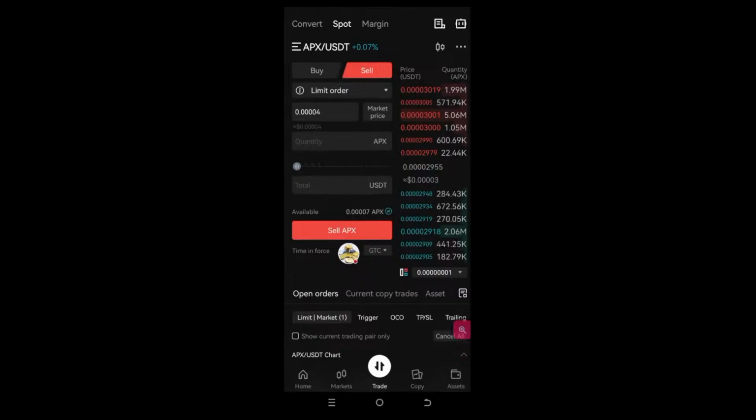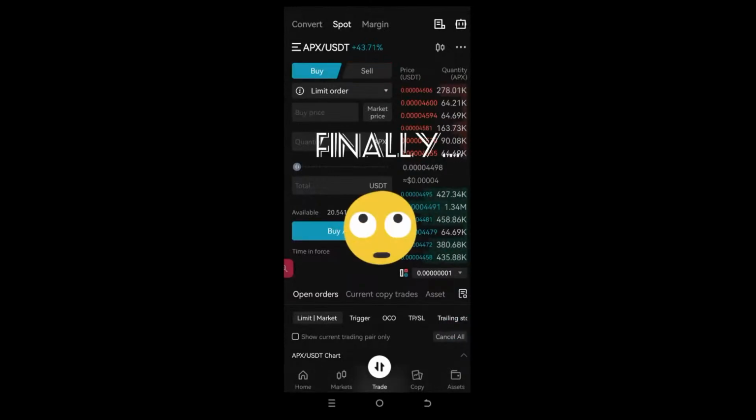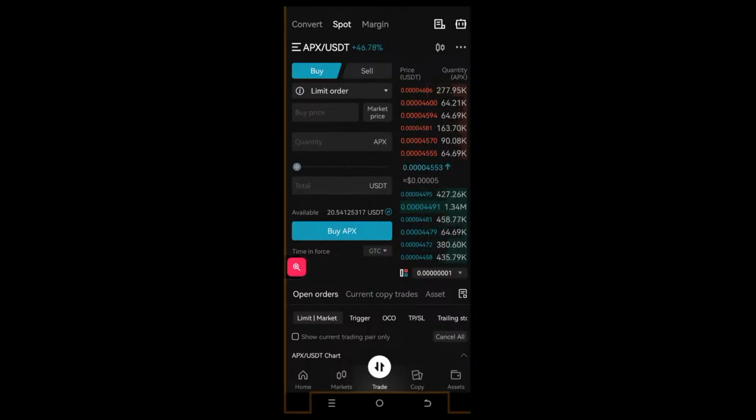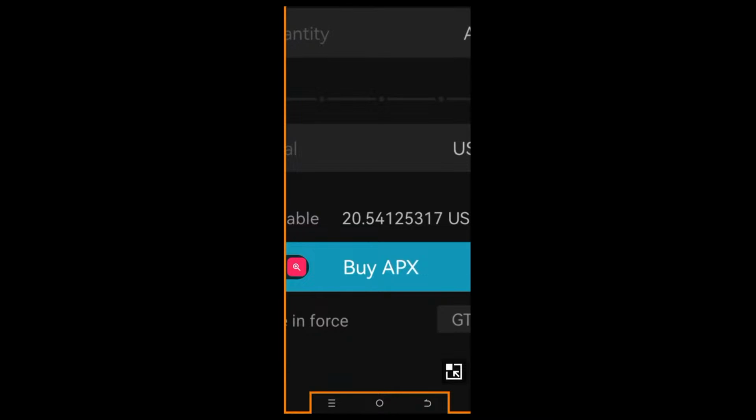So let's hope APX performs. We're waiting for you, APX. Don't delay. All right. Others have already executed, and so you have to do the same. Finally, oh my God, after 3 days, APX has finally executed. Wow. It was worth the wait anyway because we got over 2.5%. This is really interesting. Look at it.